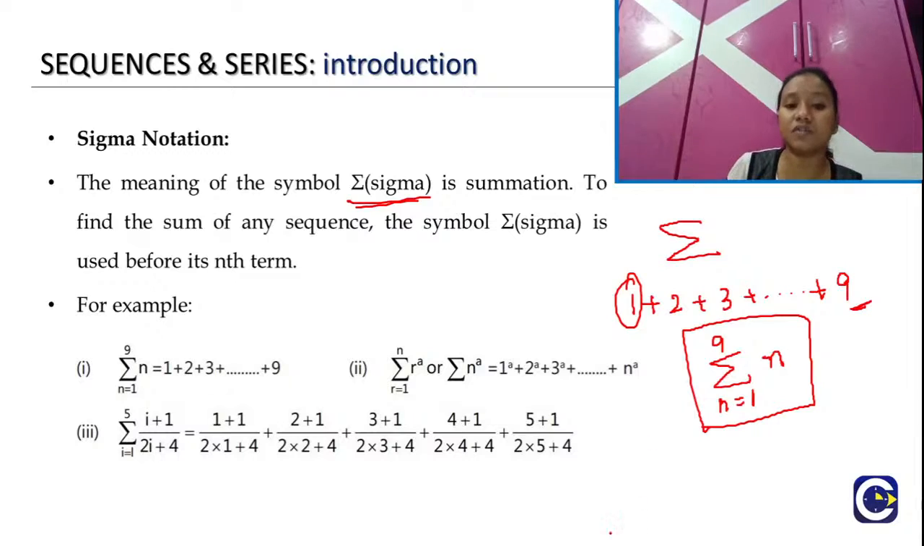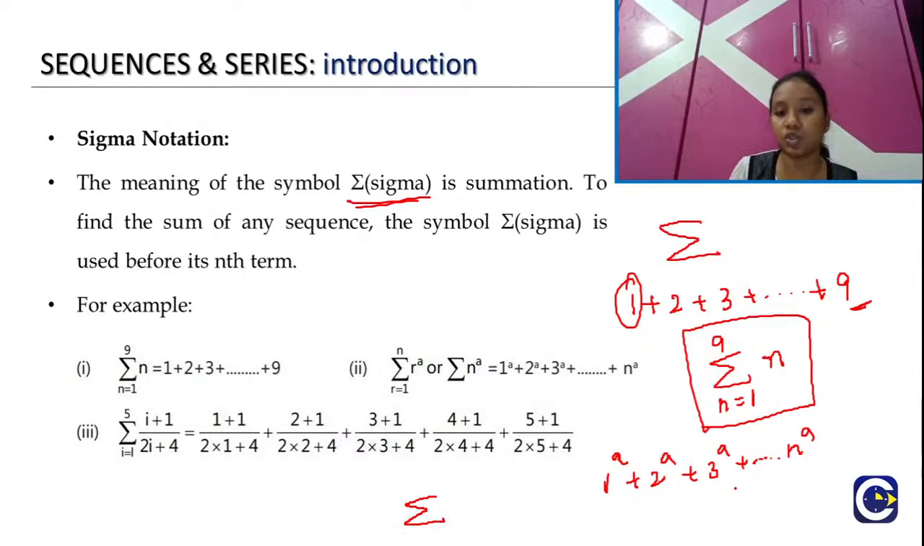So in a similar way, if we are having 1 power a plus 2 power a plus 3 power a and so on up to n power a, this can also be written as a summation. So it will be denoted by sigma.